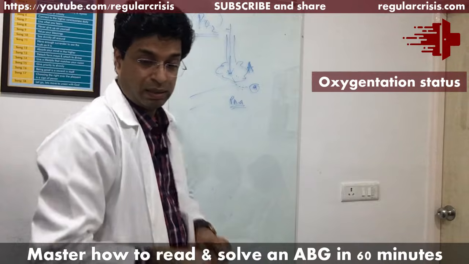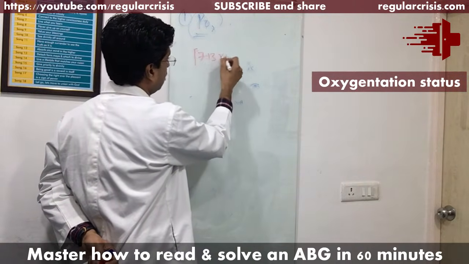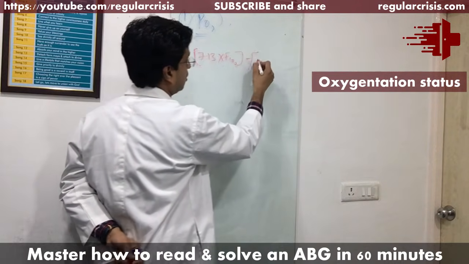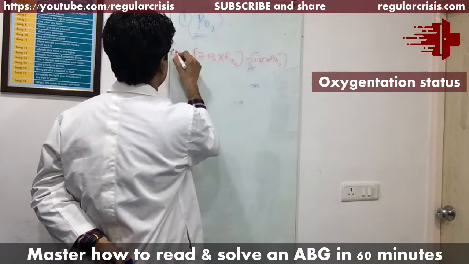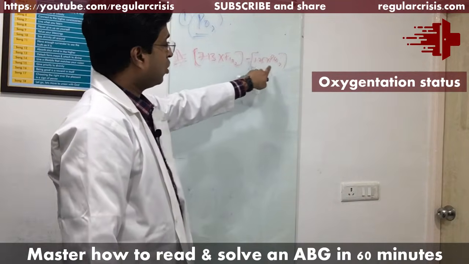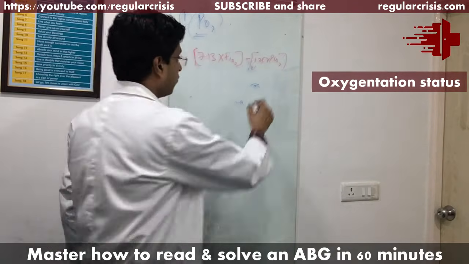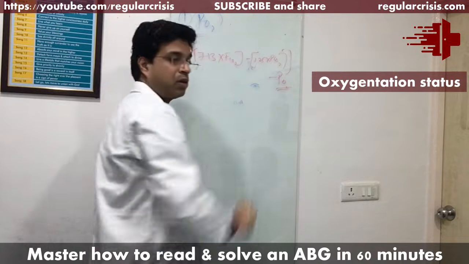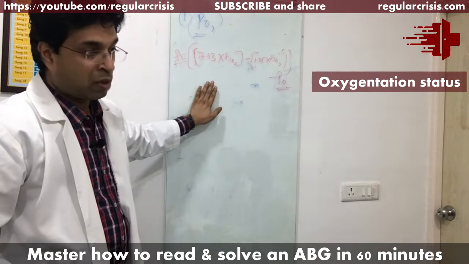So how do you calculate this? The formula is 713 into FiO2, minus 1.25 into PCO2. This will give your alveolar oxygen. Now from this you subtract the PO2 level in the blood, which is given in your ABG report. This will tell you the gradient.